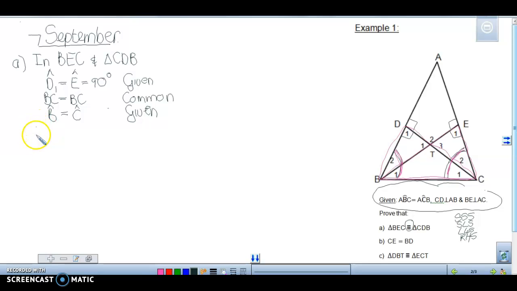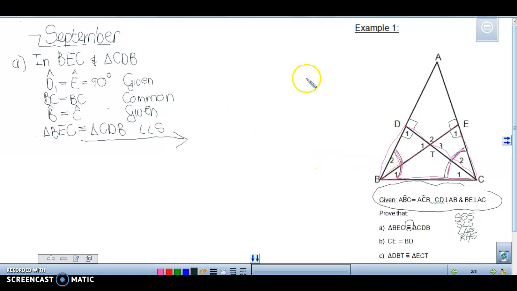Therefore I can say triangle BEC is congruent to triangle CDB. And you always have to give a reason, which means you have an angle and the angle and the side. So that is it for A. Done and dusted. So let's look at B.